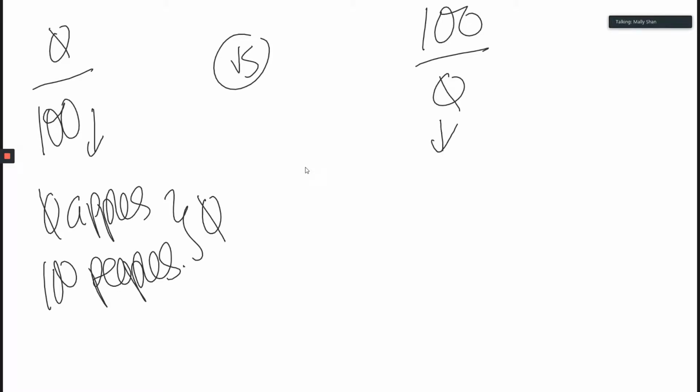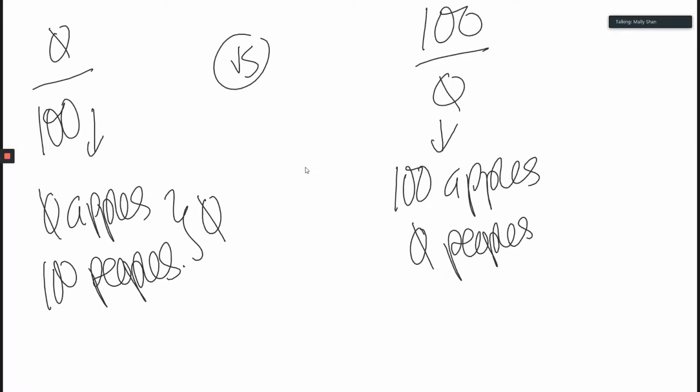On the opposite side, you have 100 apples. You have 100 things that you're willing to give, but you have nobody receiving it. So there's no possible way that you can divide these 100 apples. There's no possible way that those 100 apples can go to anybody. And that's why we say this situation doesn't make sense, but this is also called being undefined.